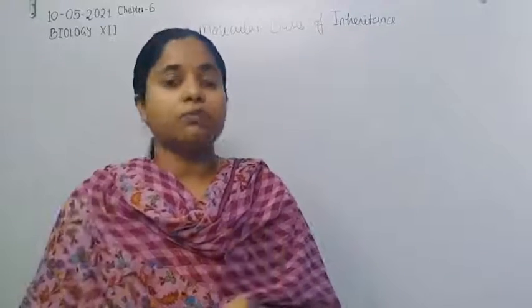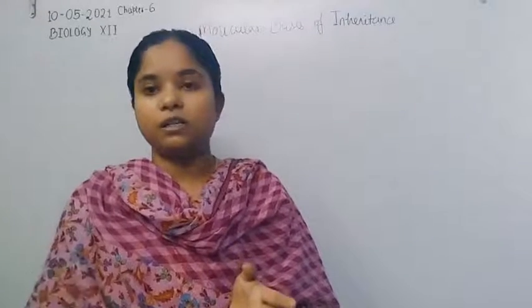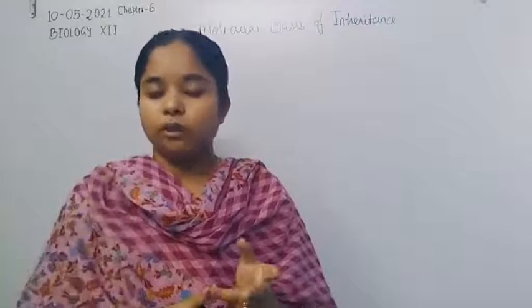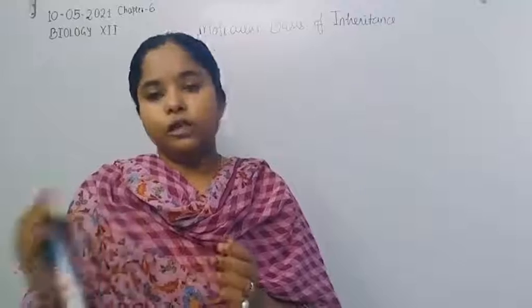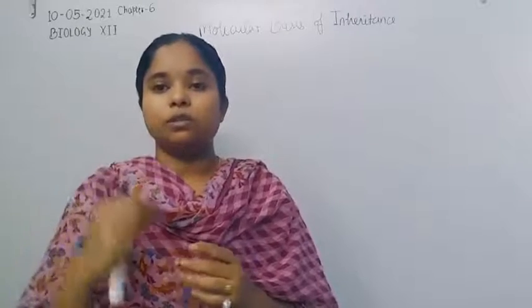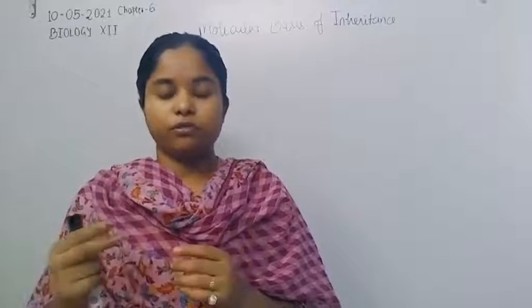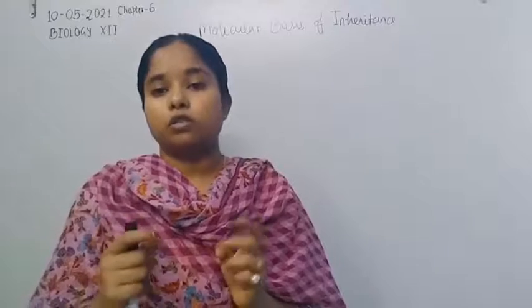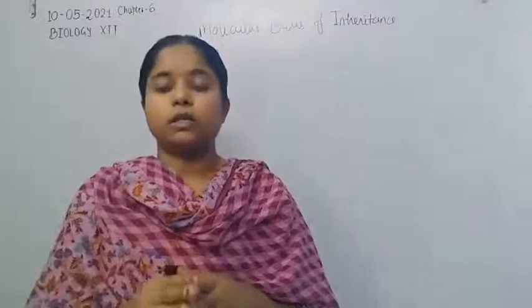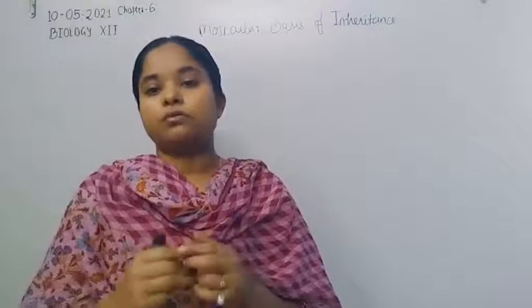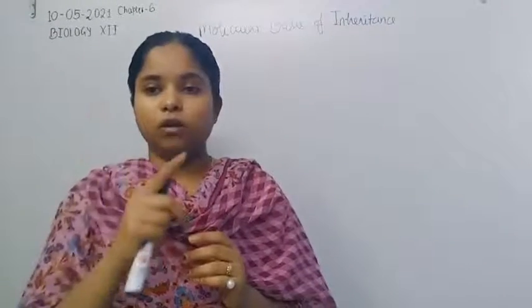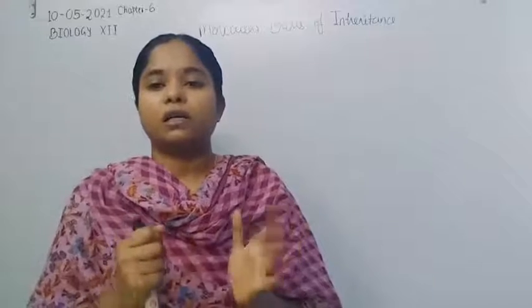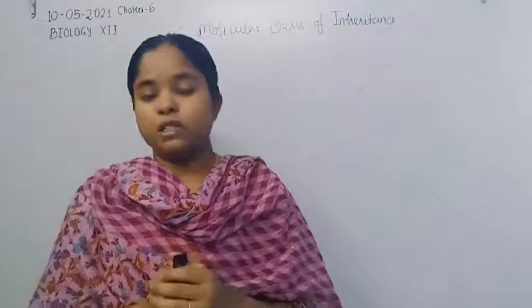Now, overall, if we talk about the structure of B-DNA, which is right-handed DNA, the length of one coil of B-DNA is 34 angstrom, the distance between two nitrogenous bases is 3.4 angstrom, and the number of base pairs present in one coil of the DNA molecule, the double helical structure, is 10 base pairs.